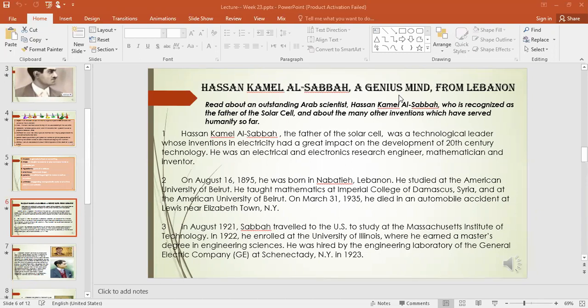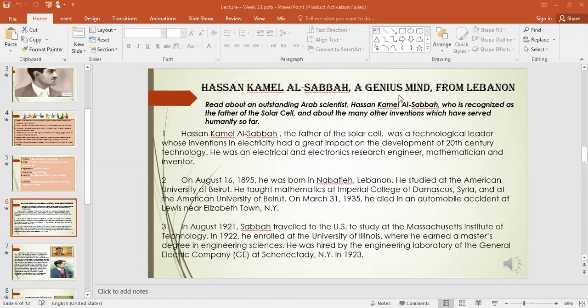So he was born on August 16, 1895, and he was born in Nabateeh. He studied at the American University of Beirut, AUB, and he taught mathematics at the Imperial College of Damascus, and he also taught mathematics at the American University of Beirut.